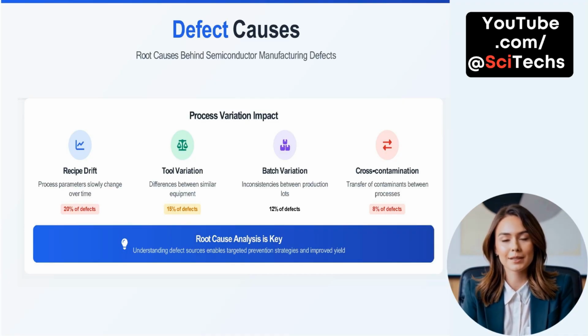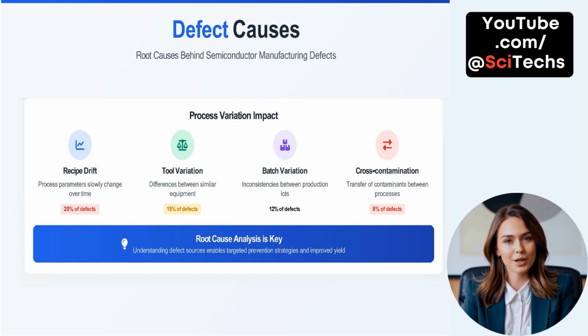Finally, cross-contamination, which accounts for 8%, involves unintended transfer of materials or particles from one process to another. This often happens when equipment or transport systems are not adequately cleaned between steps. Together, these sources of variation can significantly reduce yield and reliability.